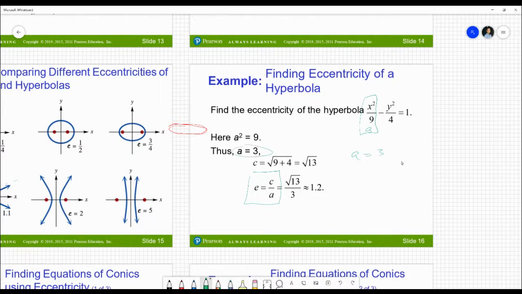So a here is 3. Then you follow the formula, a squared plus b squared is equal to c squared. So c is equal to the square root of 9 plus 4, and that's where we got the square root of 13. Plug into the formula, we have about 1.2. So this hyperbola is going to be very narrow. So it's going to look more like this.